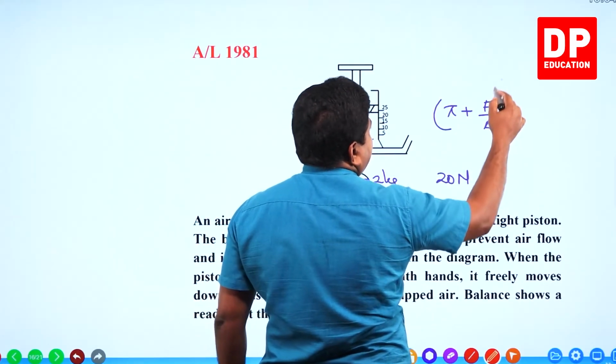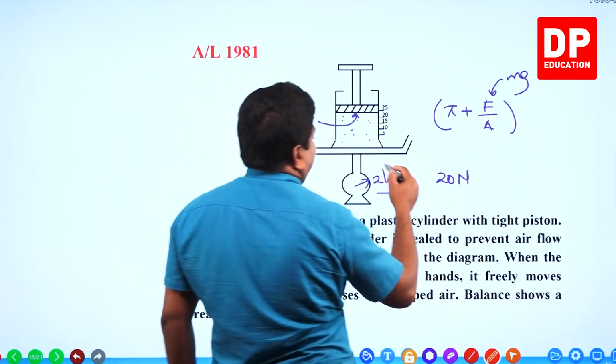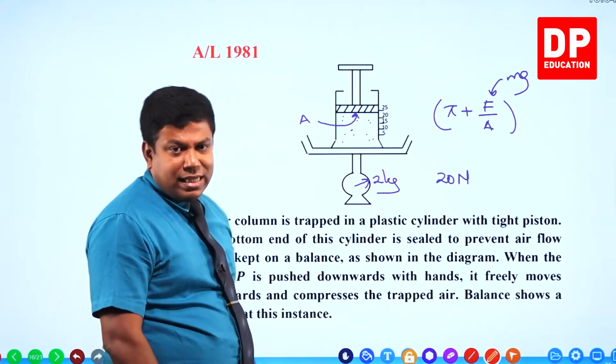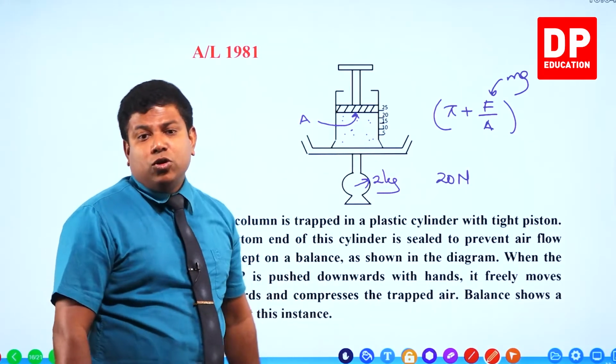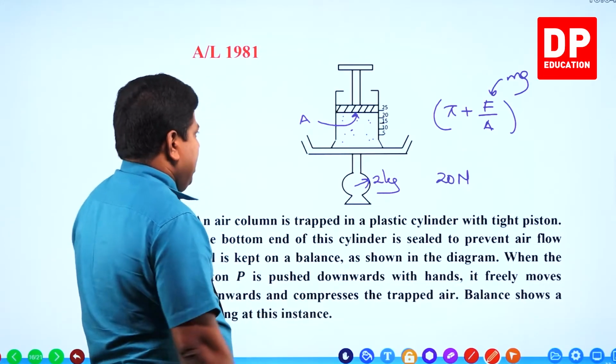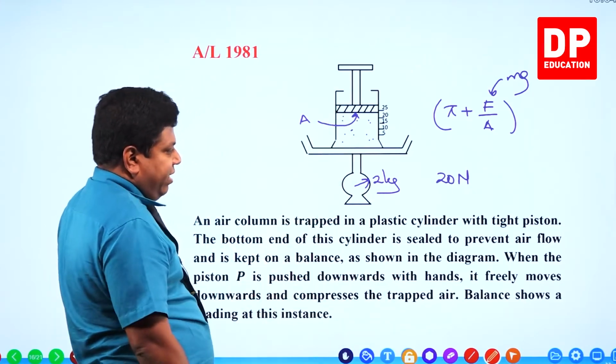So F, what do you get? mg. M you can read from the balance. G is considered to be 10. Usually in the exams they give it on the front sheet. You will have to assume g to be 10 or 9.8. Whatever they give, you have to take it. A has to be given. Let's see whether they give it.